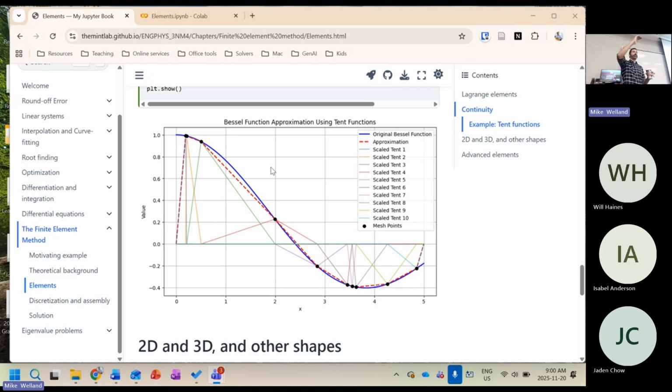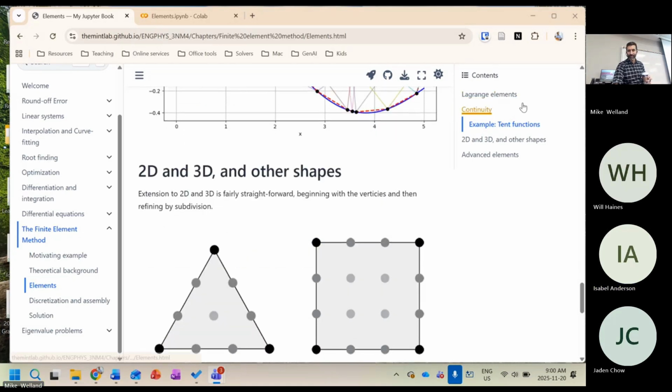So the question was how these tent functions are being built using the Lagrange interpolation functions. These are order 1, which means it's a straight line. But the difference between order 1 and order 0 is that it's a straight line that's at an angle. Order 0 would be flat, just flat across everyone because it's a constant. Thank you. You're welcome.